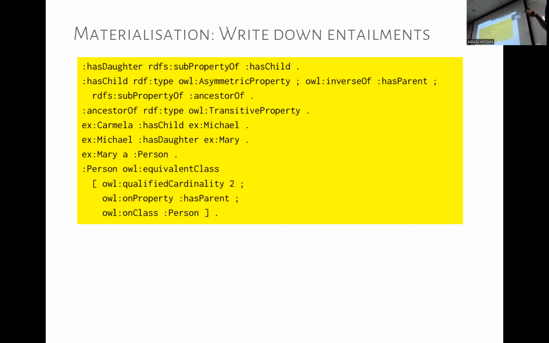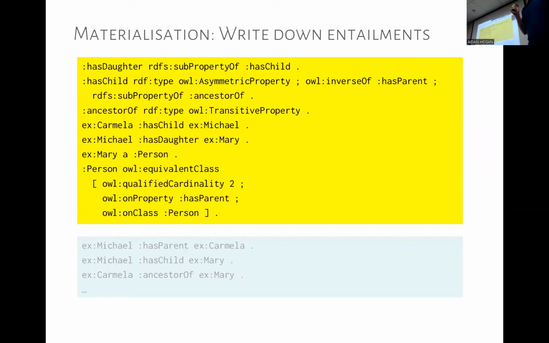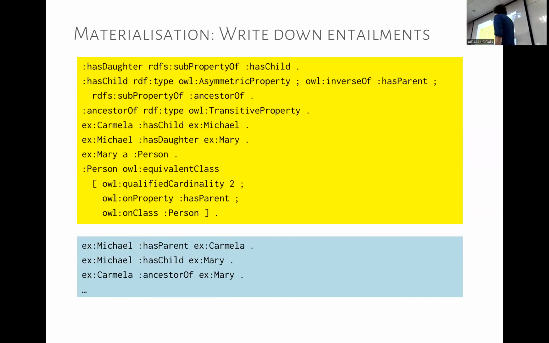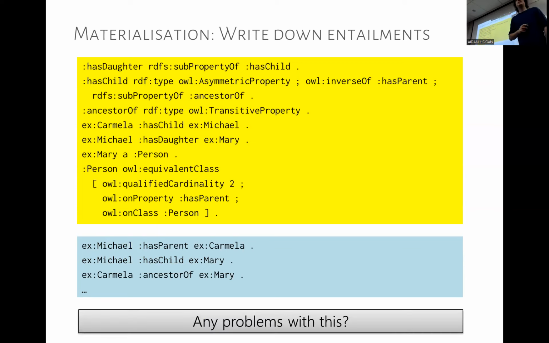So you give your axioms, you give your data, your definitions in RDFS or OWL, and then you press a button and say, give me the full graph, give me the stuff that also follows as a consequence. So materialization just means writing down the entailments. Based on this ontology, we can do some reasoning, and say Michael has parent Carmela, Michael has child Mary, Carmela has ancestor Mary, and so forth. Can anyone see any problems with this particular task?